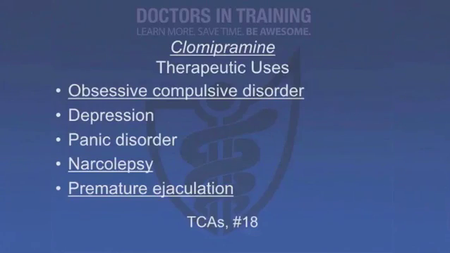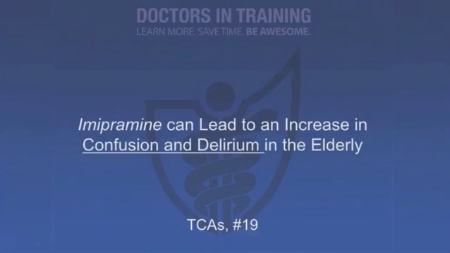Its active metabolite is a potent norepinephrine reuptake inhibitor. Clomipramine is primarily used in obsessive compulsive disorder, but it can also be used in depression, panic disorder, narcolepsy, and premature ejaculation. Imipramine is an anticholinergic medication, so you need to be cautious with this medication in the elderly because this action can lead to increased confusion and delirium. Imipramine is primarily used for depression and enuresis in kids.